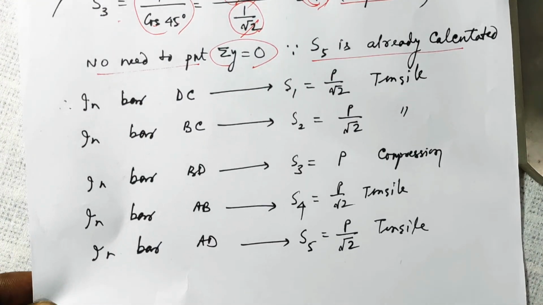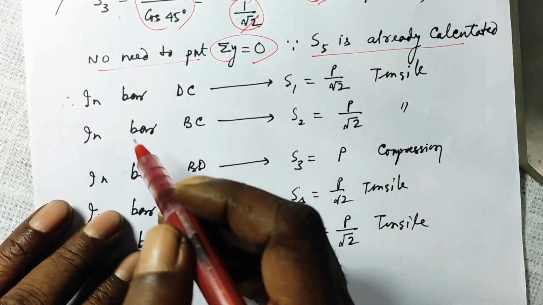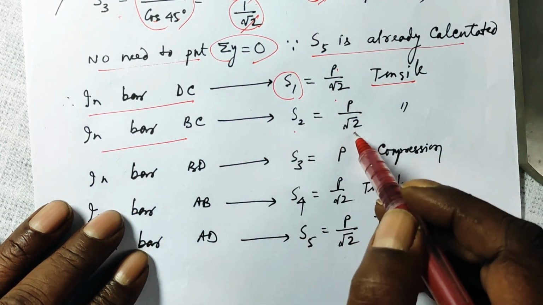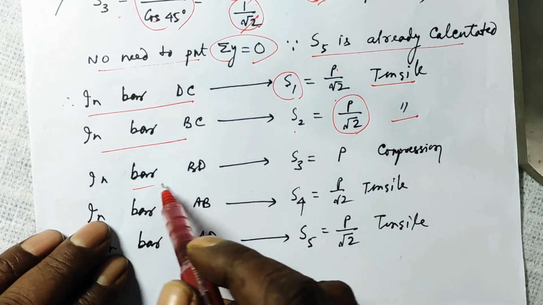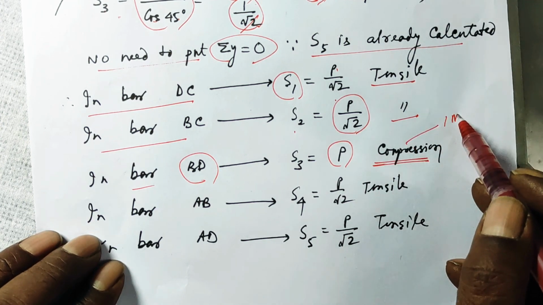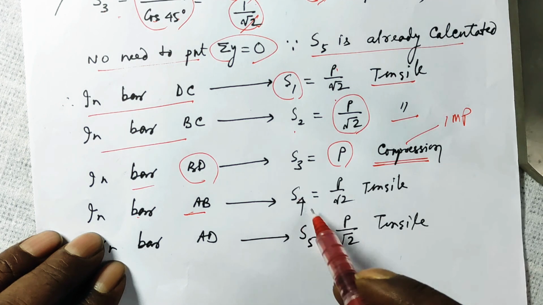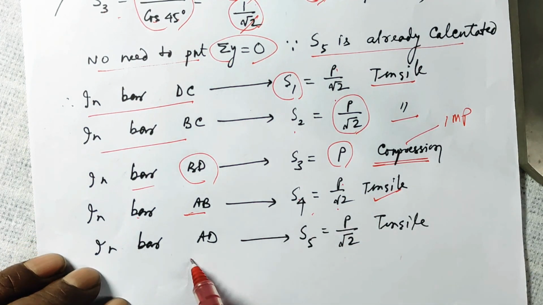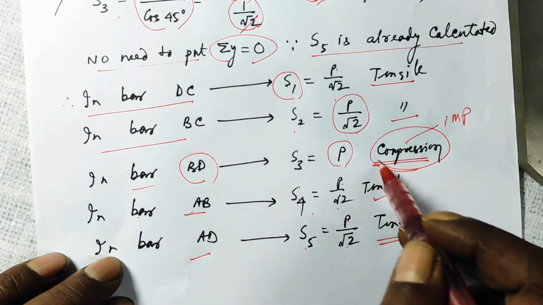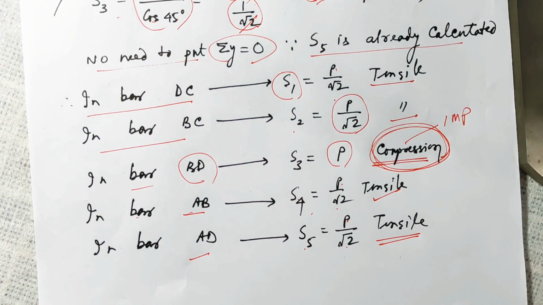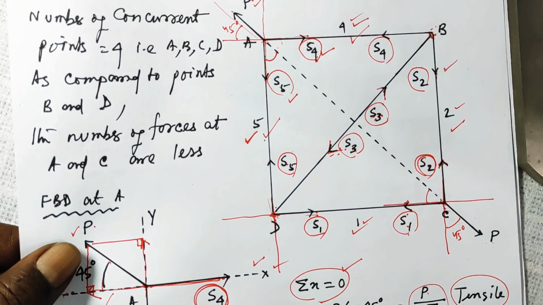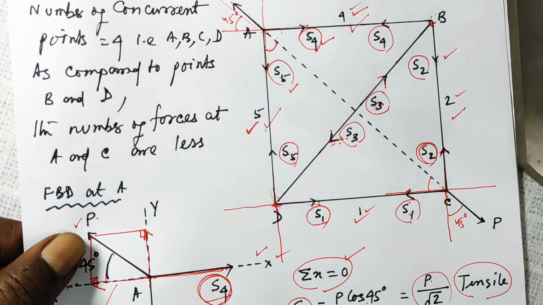So the conclusion in tabular form: in bar DC, S1 is equal to P over root 2, tensile. In bar BC, S2 is equal to P over root 2, that is also tensile. In bar BD, S3 is equal to P, that is a compression, which I explained, very, very important. Now in bar AB, S4 is P by root 2, a tensile force. In bar AD, S5 is equal to P by root 2, also a tensile force. You have to imagine whether it is compression or extension from the geometry of the diagram and how you are applying the force. I hope it is clear to you.